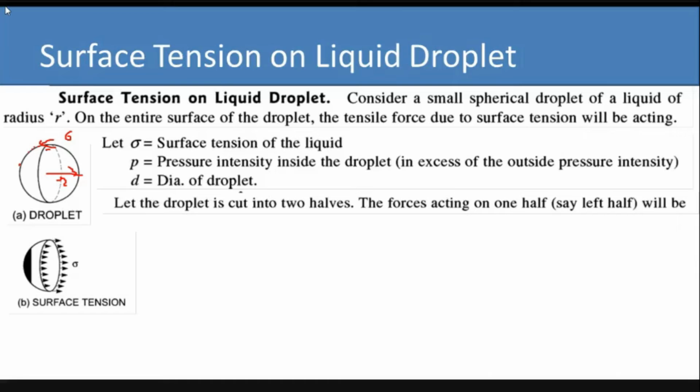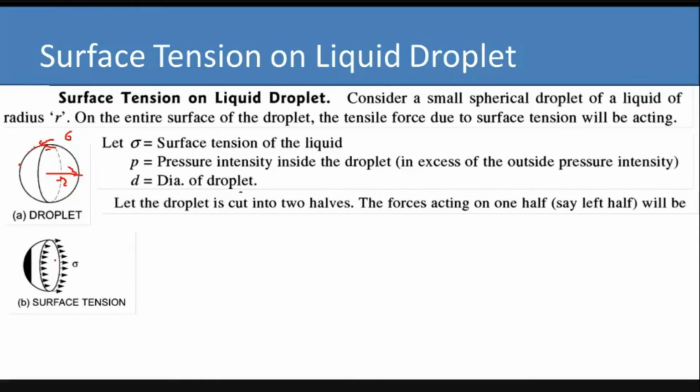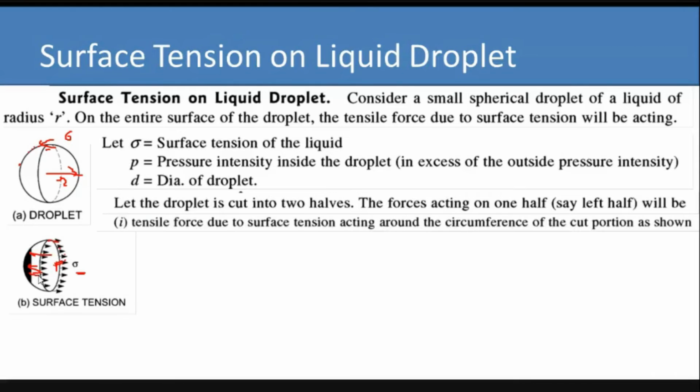Consider one of the halves, as shown in the figure. On this liquid surface, the surface tension sigma is acting, while inside the liquid droplet, the pressure P is acting in the opposite direction.